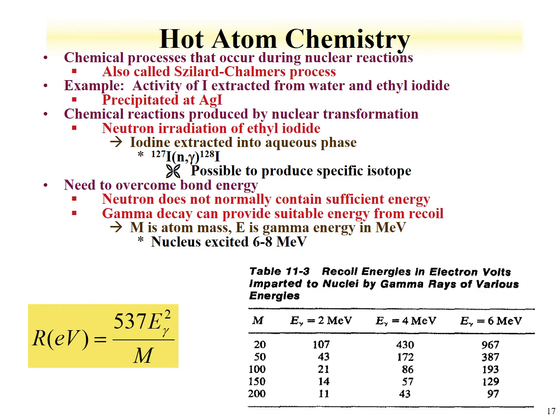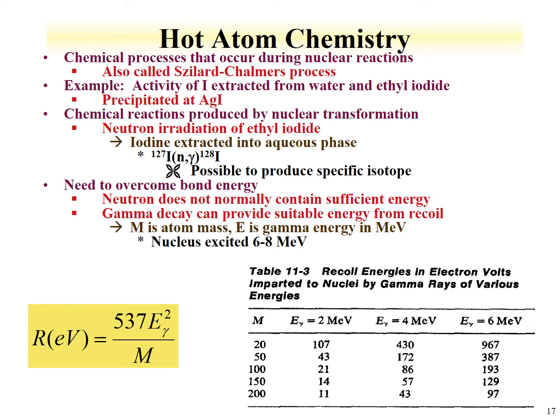The final topic of this lecture is hot atom chemistry. These are the chemical processes that occur when a nuclear reaction unfolds in an isotope. This nuclear reaction can either occur through radioactive decay or through an impinging particle. This is also called the Szilard-Chalmers process.